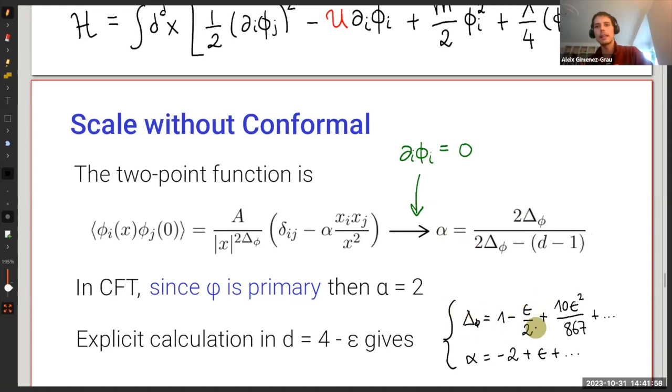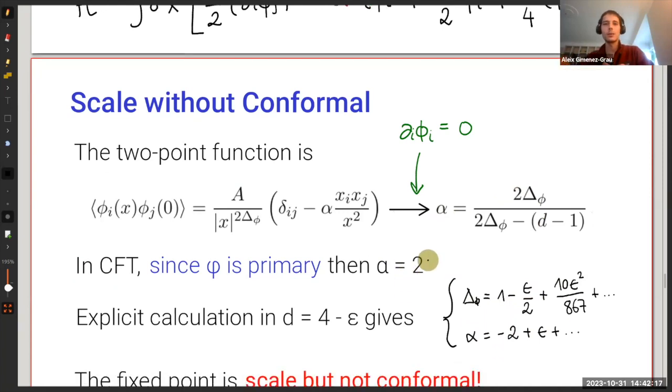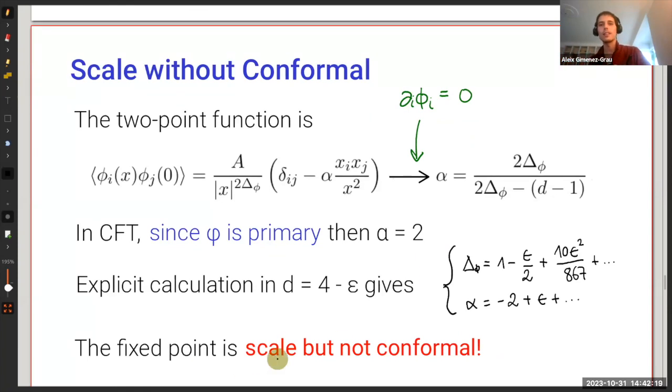And if you plug in this number in this equation, you would see that alpha, I don't know, it starts at -2 plus epsilon plus blah blah. So at least in the epsilon expansion, it's definitely clear that this alpha here and the number that is required for a CFT, they are different. Okay, so we conclude that this fixed point is scale but not conformal invariant.